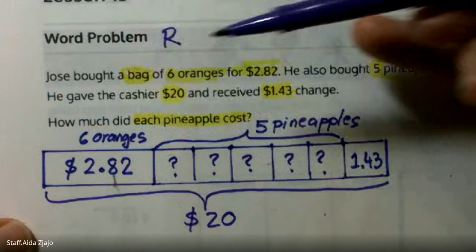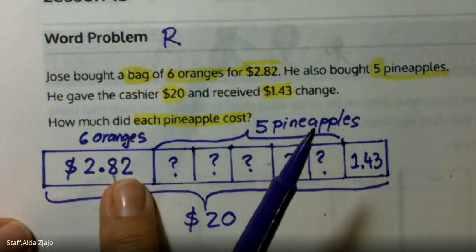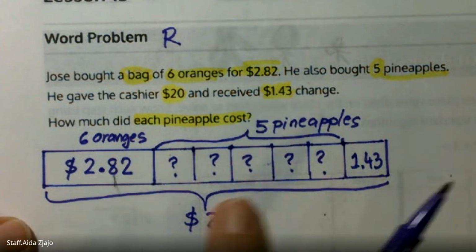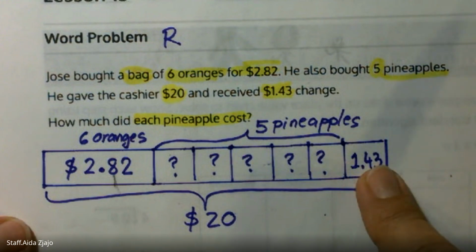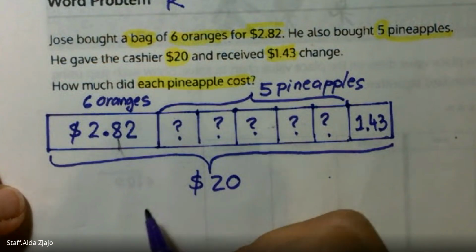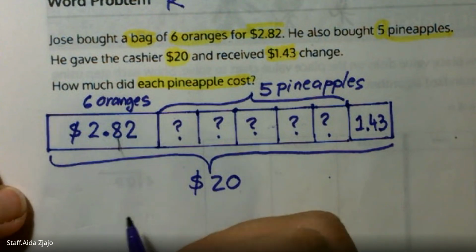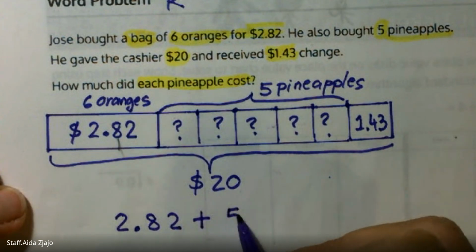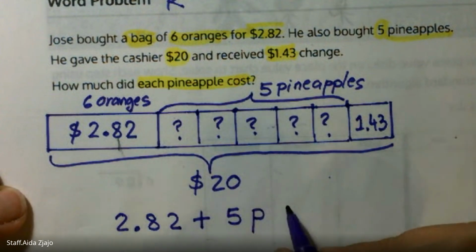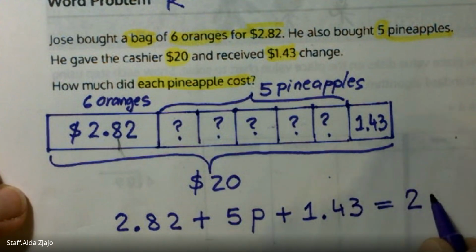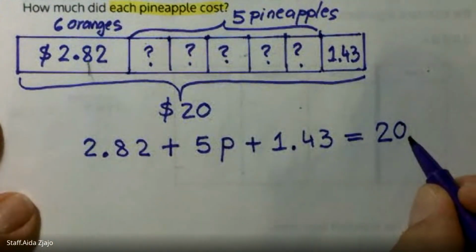So we read the story. Jose bought a bag of oranges for $2.82. He also bought five pineapples: 1, 2, 3, 4, 5 pineapples. He gave the cashier $20, but he has $1.43 change given back to him. So if we are writing an expression for this, it would be $2.82 plus 5 pineapples plus $1.43 must equal $20.